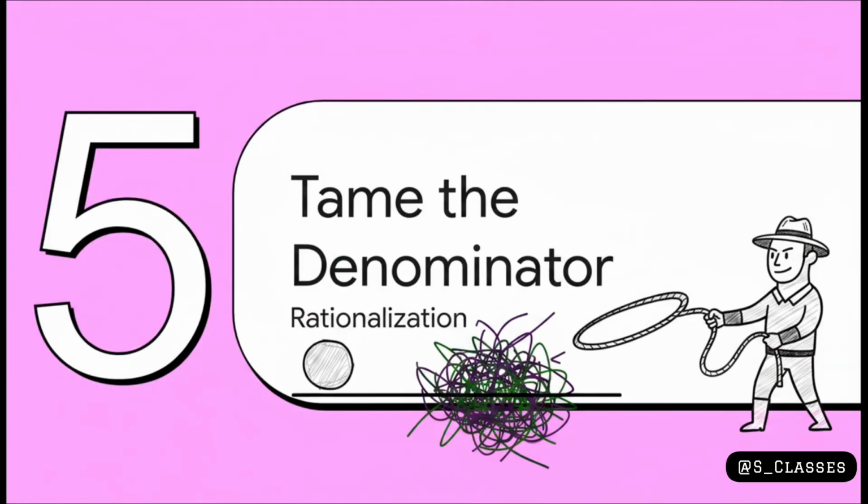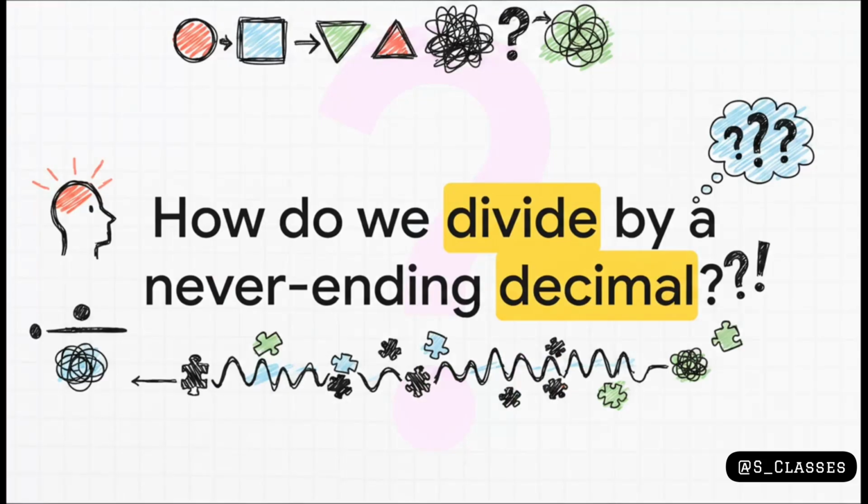Finally, Section 5, Taming the Denominator. Let's solve a major mathematical headache. So, picture this nightmare scenario. You're working on an equation, and one of these wild irrational numbers gets stuck at the bottom of a fraction. It's in the denominator. Look at this example, 1 divided by the square root of 2. How are we supposed to divide the number 1 by a number that literally never ends and has no pattern?